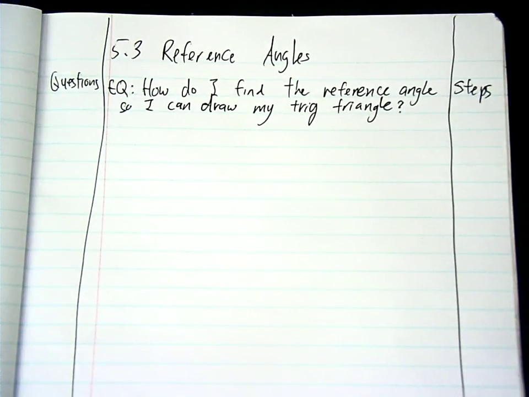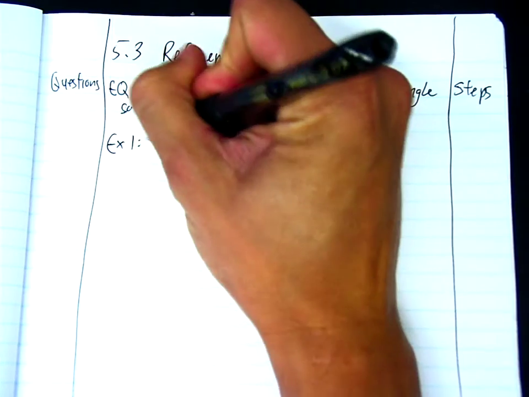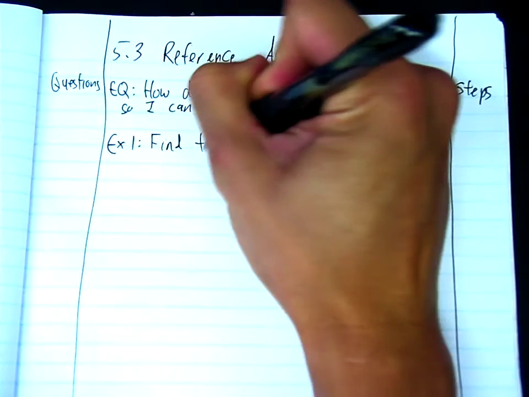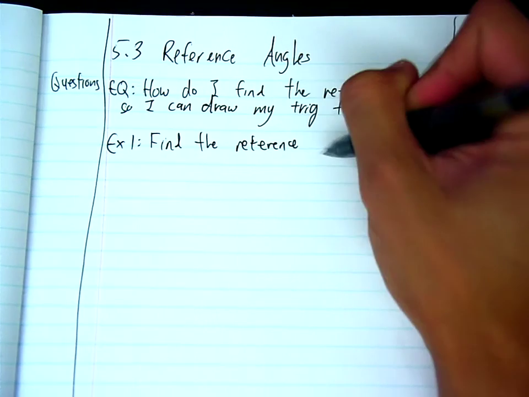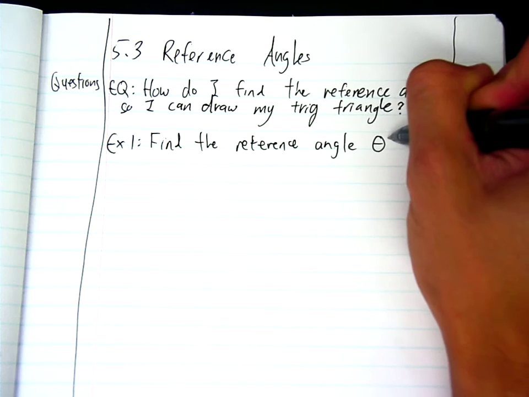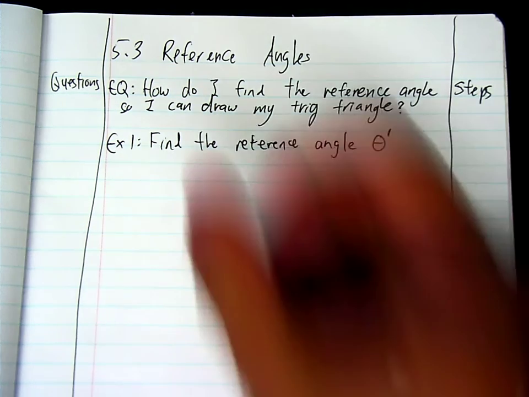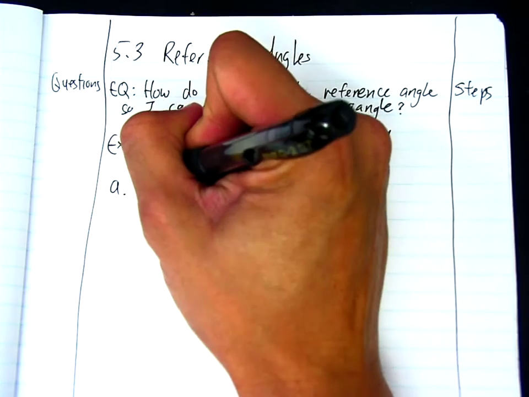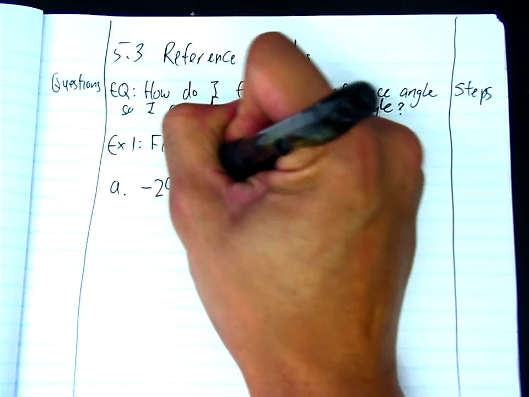Okay, so we're going to first find the reference angle. So let's do example 1. You're going to find the reference angle, and we're going to call this theta prime. Okay, so part A, we're going to go ahead and draw negative 292 degrees.